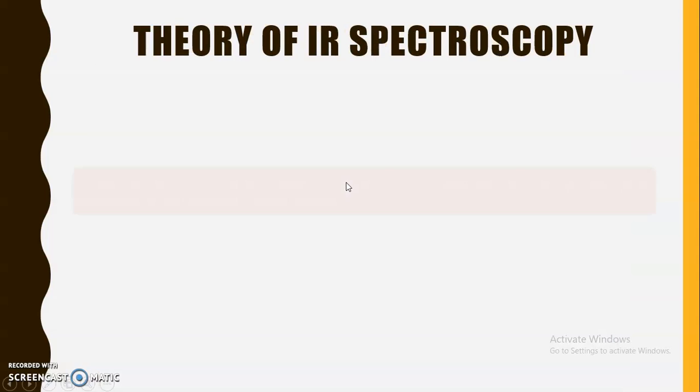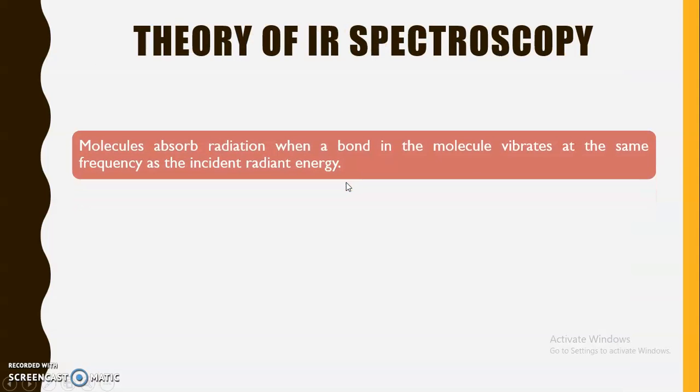Now we will see what is the theory behind IR spectroscopy. When infrared radiations fall on a molecule, the molecule absorbs the radiations when a bond in the molecule vibrates at the same frequency as the incident radiations. Now we have seen various frequency regions ranging from 4000 to 400 centimeter inverse.